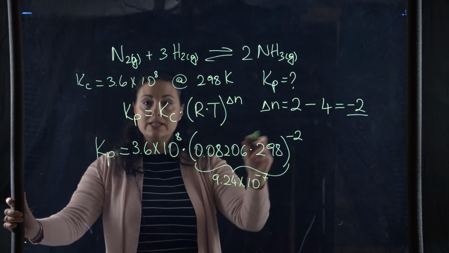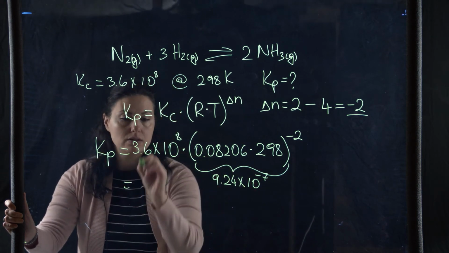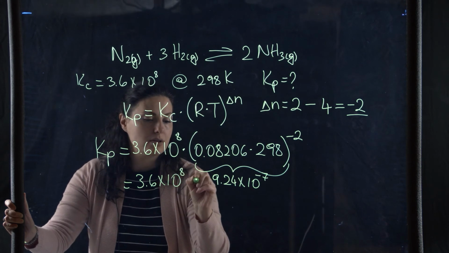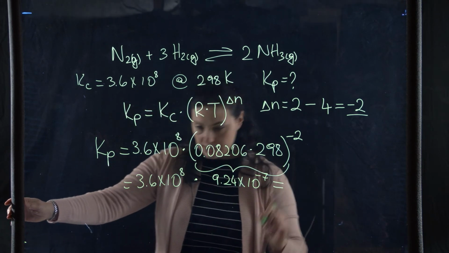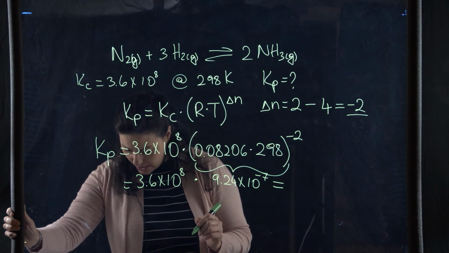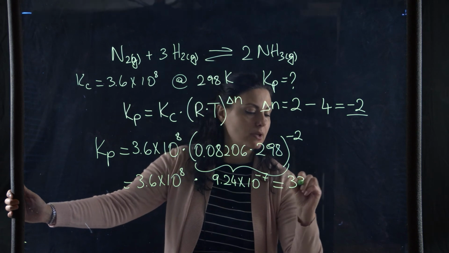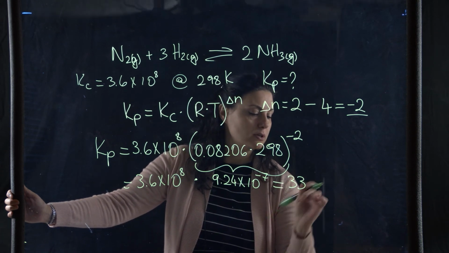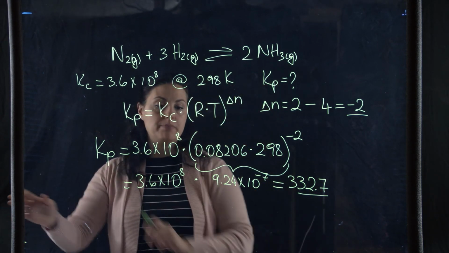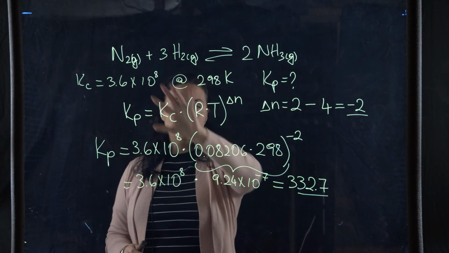Go ahead and do this on your own to make sure that you get this number. And this is still multiplied by 3.6 times 10 to the 8th. If you do this math, then you get 332.7. Oops, 0.7. That is my value for Kp, and this is how you would calculate it from the reaction.